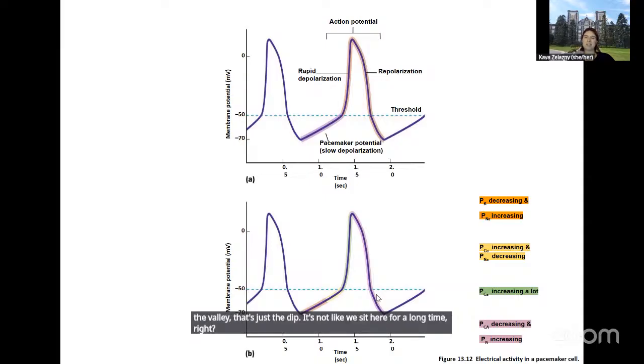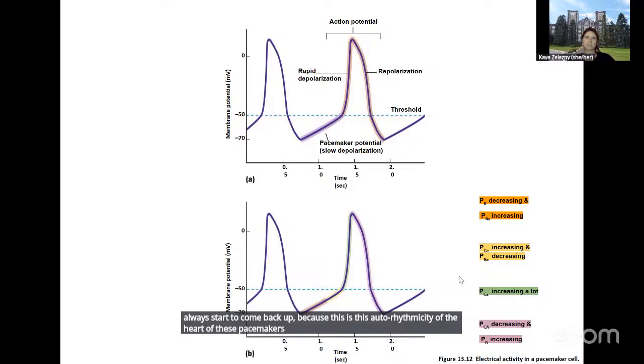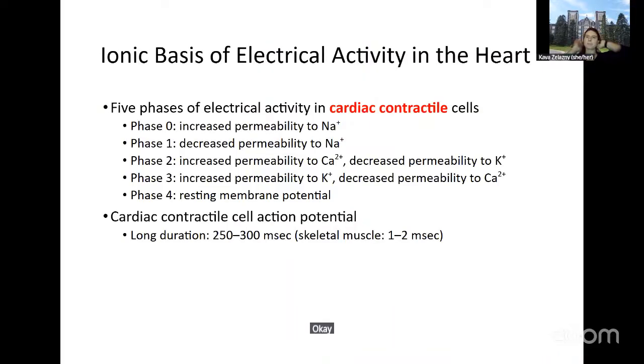It's not like our resting membrane potential like it was in a neuron, right? Because as soon as we go down, we start to climb back up because of this autorhythmicity of the heart, of these pacemaker cells. Good.